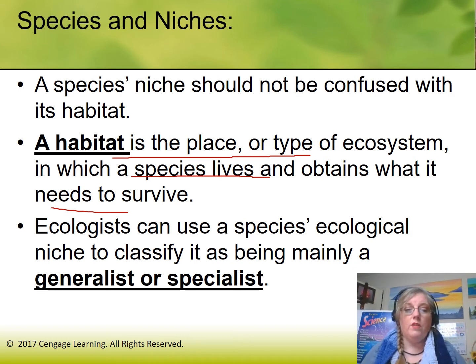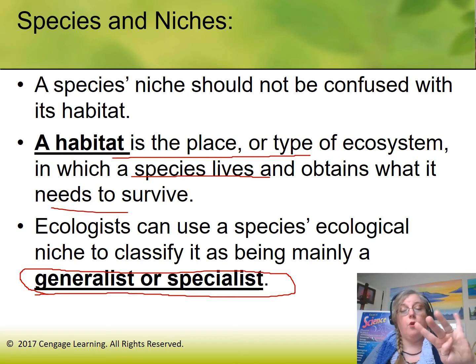Once we've figured it out, then we're going to go into generalist and specialist. That's the first breakdown. We're actually going to have 4 breakdowns as far as how the ecologists categorize these species. The first thing is generalist and specialist.